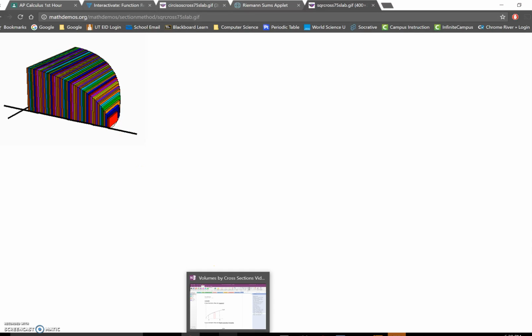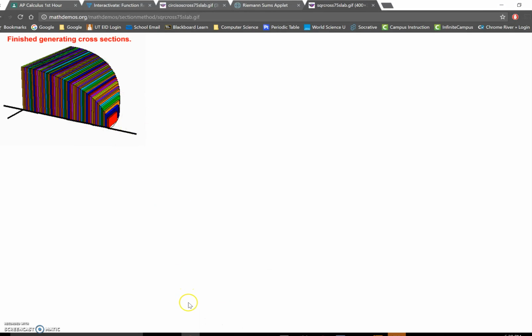What the cross section means is, as you look through this object, you would see a bunch of squares, and they would be telescoping smaller and smaller or bigger and bigger. We're going to talk about how we are going to try to draw that on the paper, and then what we're going to have to do to calculate the volume of this solid that we've now created.